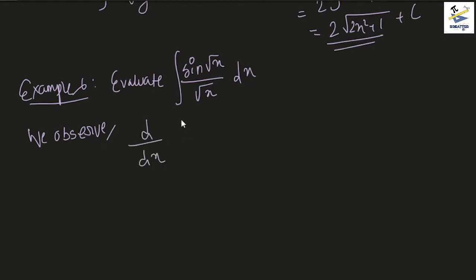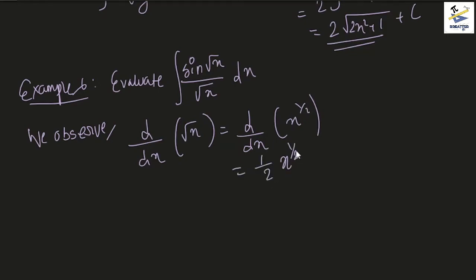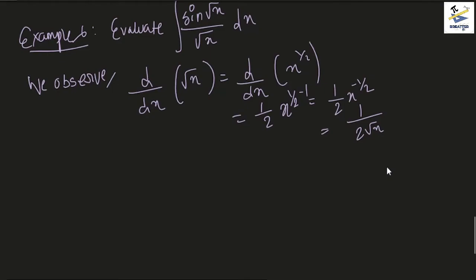d/dx of root x is just equal to d/dx of x to the power 1 by 2. Now we have learned previously that the d/dx of x to the power something is just the power comes out as a coefficient and the power is reduced by 1, which means it is half into x to the power minus half, or in other words 1 by 2 root x, right? So if we were to differentiate, what we would get is something like this.